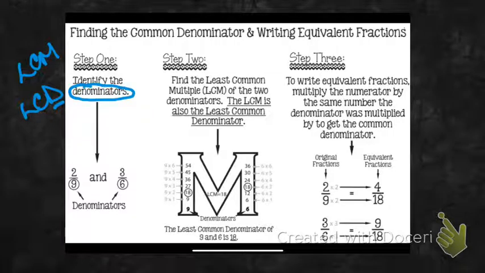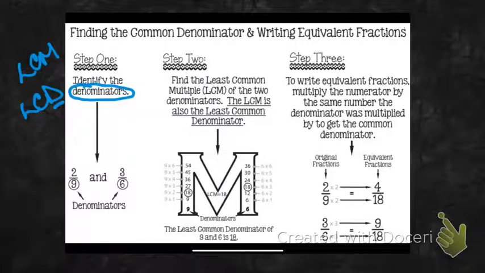So we're slowly working our way into adding and subtracting fractions. The problem is these fractions do not have common denominators. So in order to add and subtract them, you have to find a least common denominator. What we're going to work on today is finding that least common denominator and then writing equivalent fractions to go along with it.